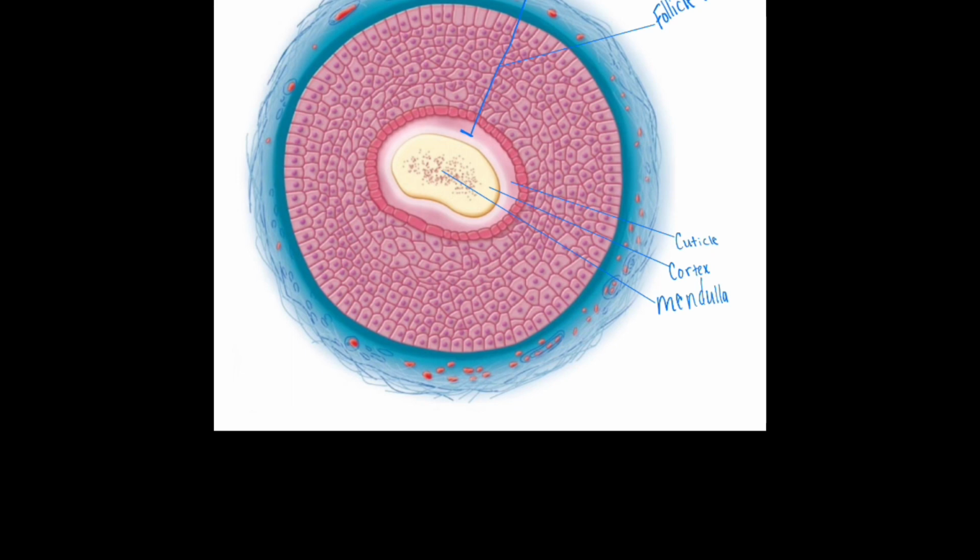The hair matrix is one layer, an actively dividing area. The hair papilla is dermal tissue, and its blood helps supply nutrients. It also signals hair growth. The erector pili muscle is smooth muscle innervated and attached to the follicle. It's also responsible for goosebumps.